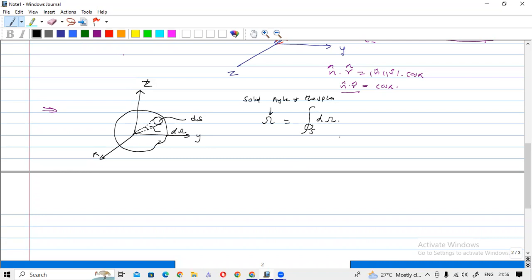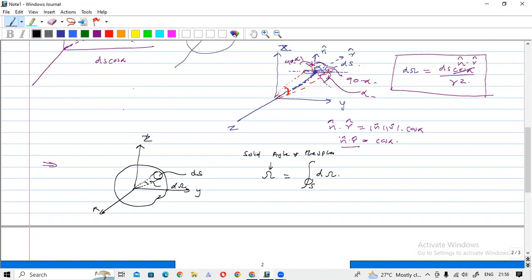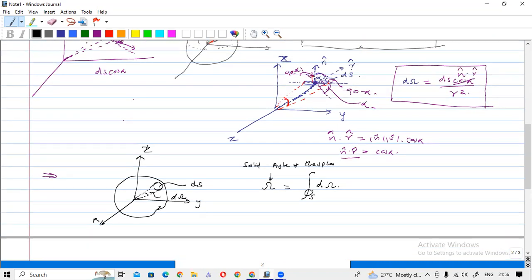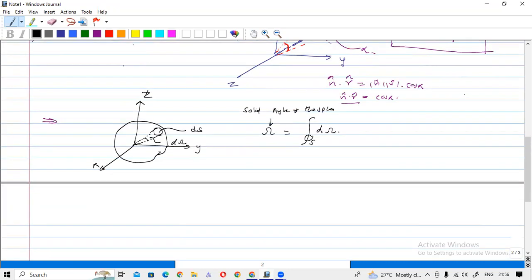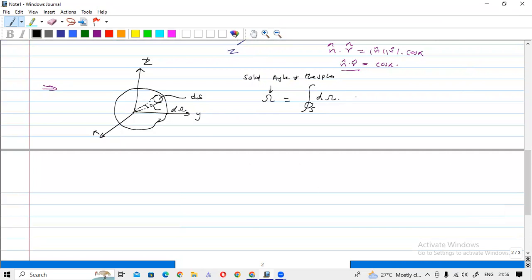So to do the surface integral, you can use this identity: d omega is equal to dS, n hat dot r hat, divided by r square. So here you have a small area dS, and you are going to do the integral for the whole surface.